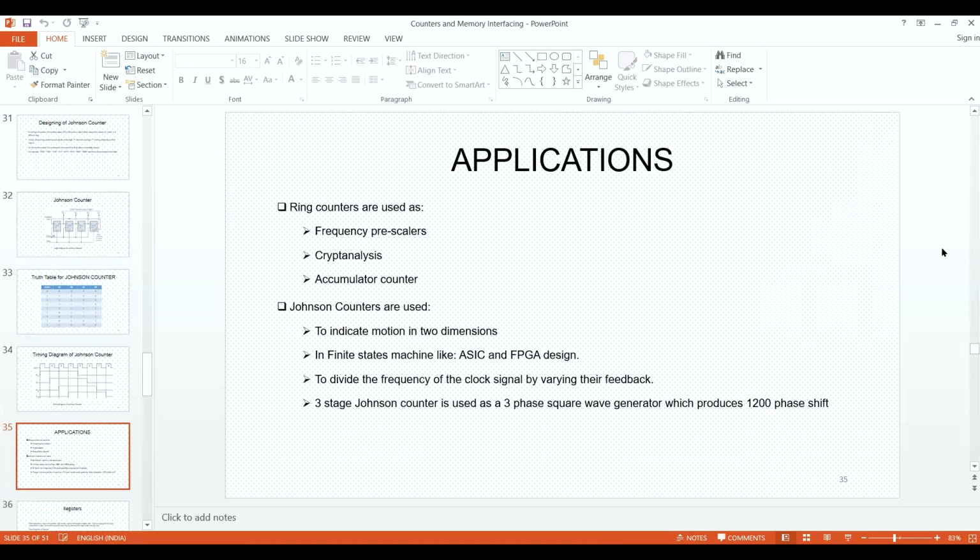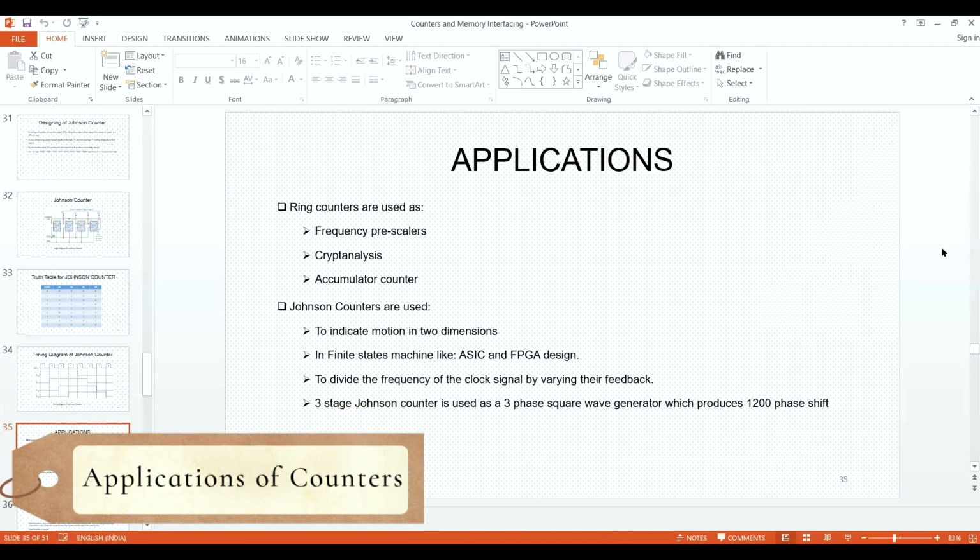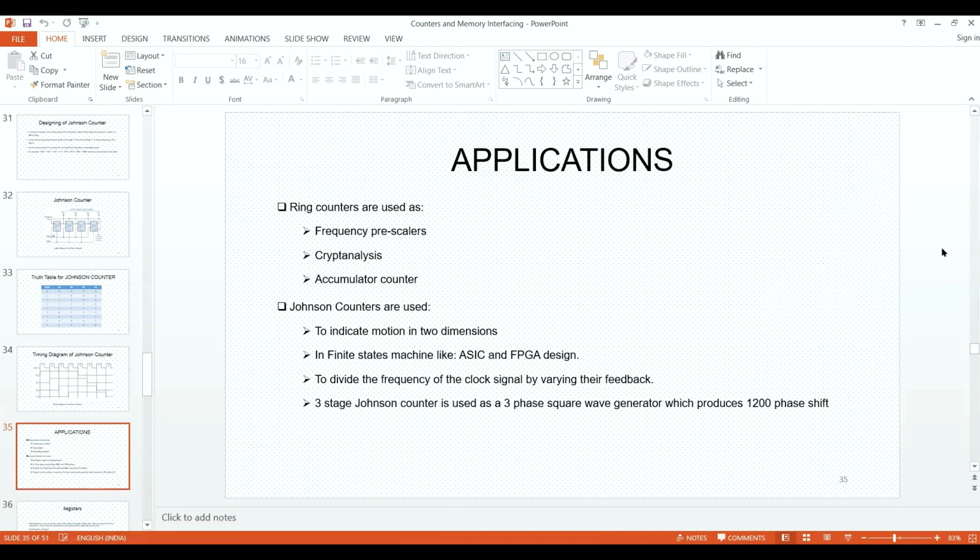There are certain applications we use for ring counters or Johnson counters, up-down counters. Normally I segregate the applications in terms of ring and Johnson counter only. Ring counters are basically used as a frequency prescaler. They are also used in cryptanalysis. Nowadays we're talking about cryptography, right? They are accumulator counters. We have an accumulator register in the 8085 or in a microprocessor.